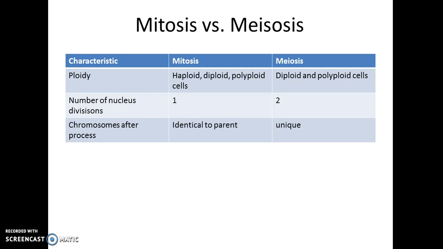So in mitosis, you're going to get this chart down. Let's write this down. We have the characteristic, ploidy, which means the number of chromosomes. Mitosis can happen in haploid, diploid, and polyploid cells. Meiosis can only happen in diploid and polyploid cells. The number of nuclear divisions in mitosis is 1, in meiosis is 2. After the process, in mitosis the chromosomes are identical to the parent, whereas in meiosis they're unique. Why? Because of the crossing over. And I want you to draw the crossing over, by the way, so go back and draw it.